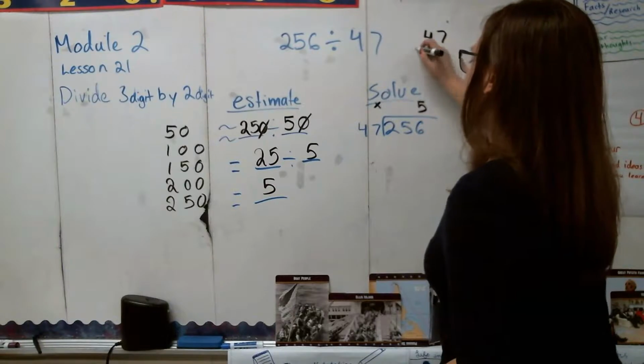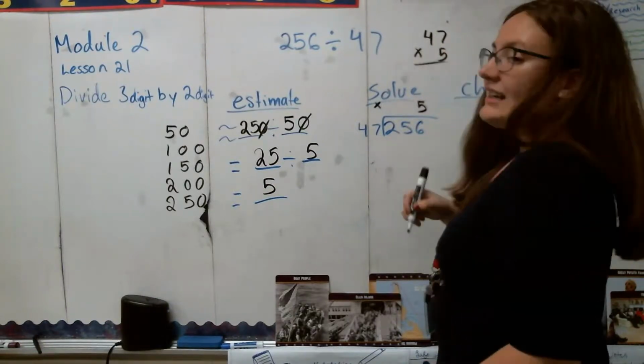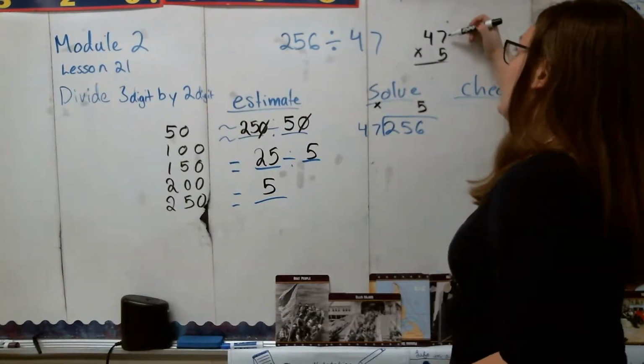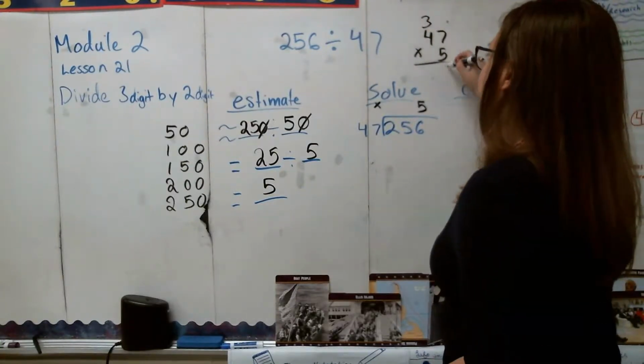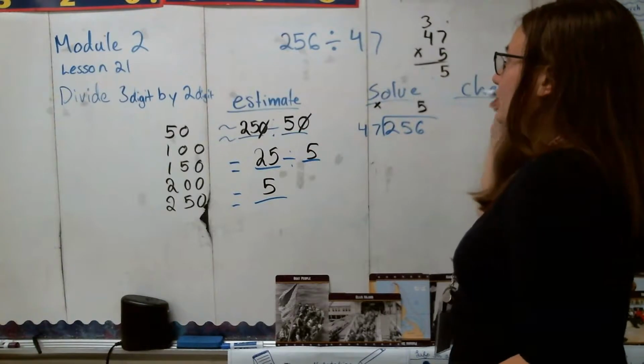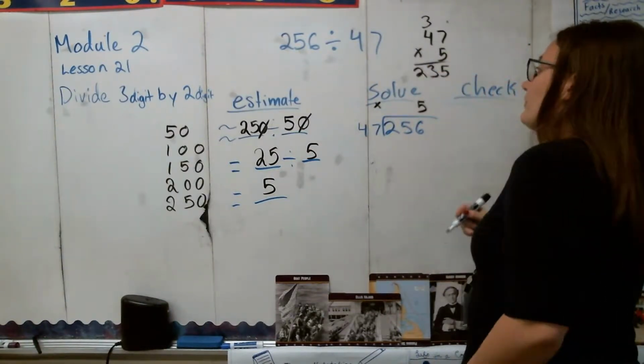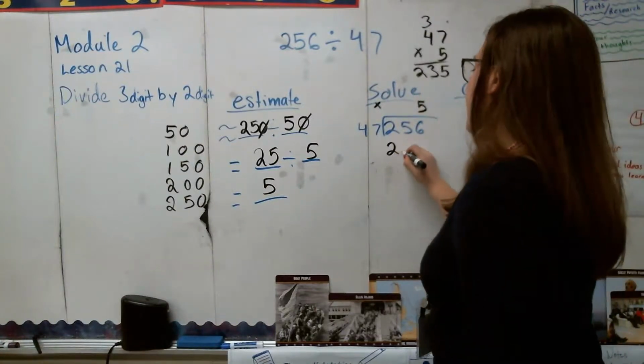I'm going to do a standard algorithm for this one because this one's not as easy to solve as the problems I've been doing from before. I do 7 times 5, which is 35. 4 times 5 is 20. And 20 plus 3 is 23. So that leaves me with 235.